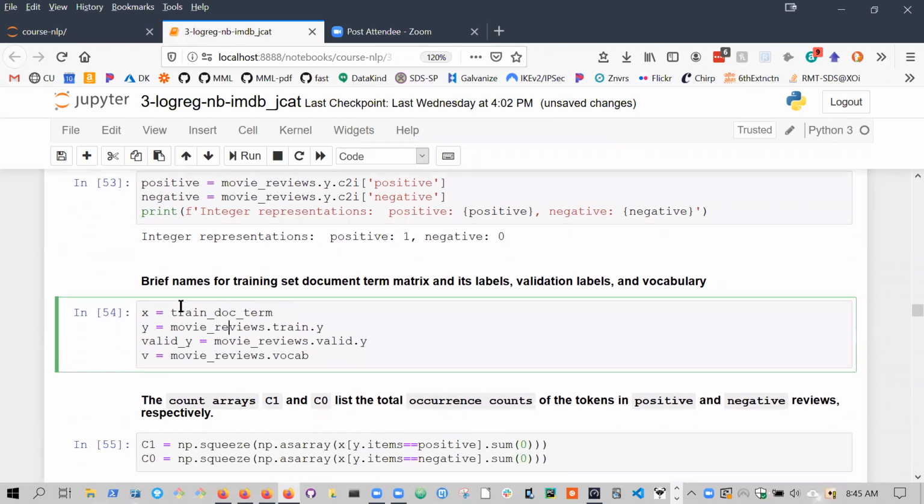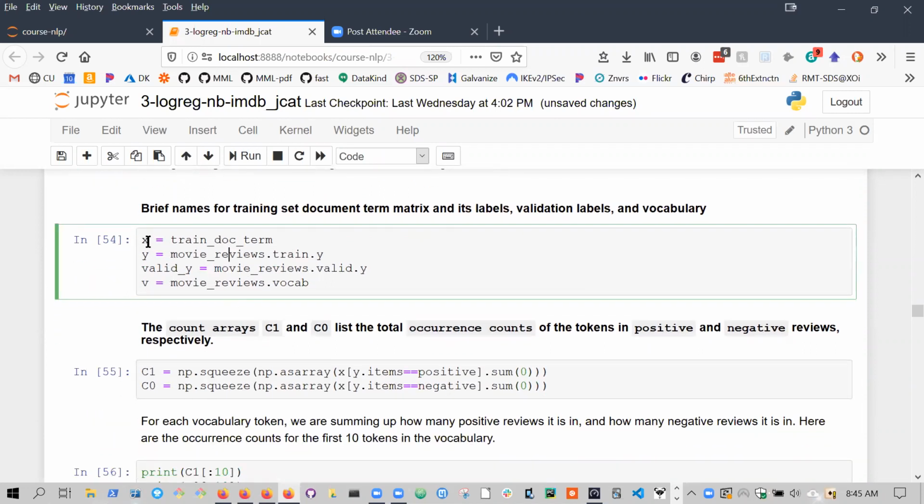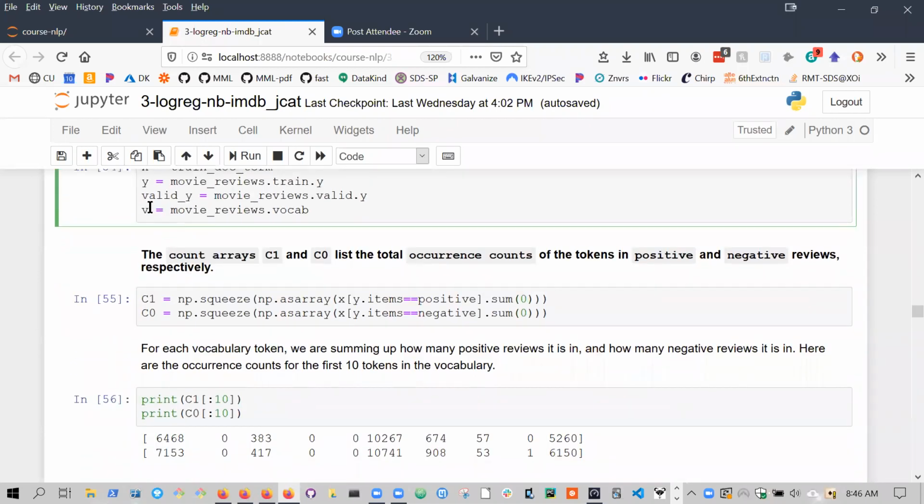We can define brief names for the training document term matrix and its labels, the validations, the vocabularies. We just define X and Y, X to be the training data, the document term matrix that is, and Y to be the labels. And for the validation set, we define the labels to be valid underscore Y. And then vocabulary, we just define to be V, just for purposes of brevity here.